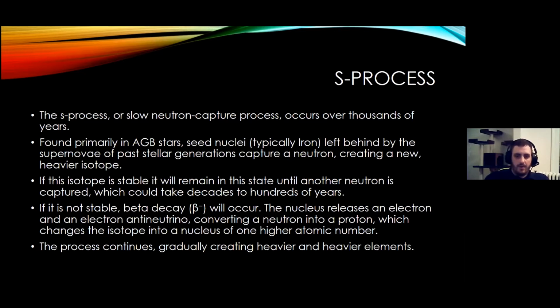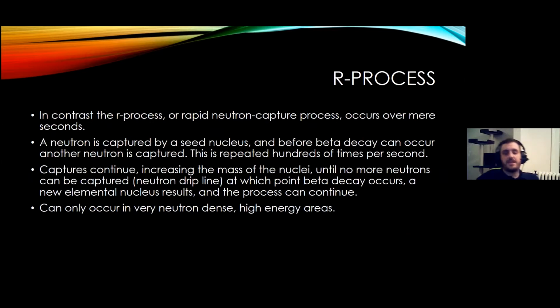Now, the R process is a bit different than that. It's called the rapid neutron capture process, and I think the name doesn't quite explain how much different it is, because the slow process takes thousands of years. The rapid process occurs over seconds. There are hundreds of neutron captures per second in the R process.